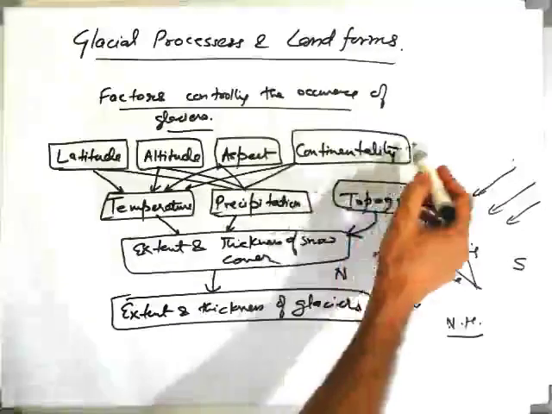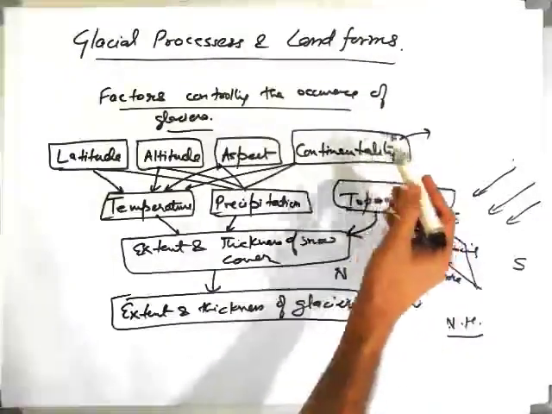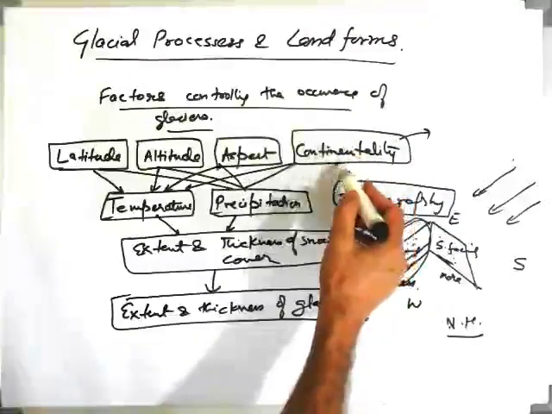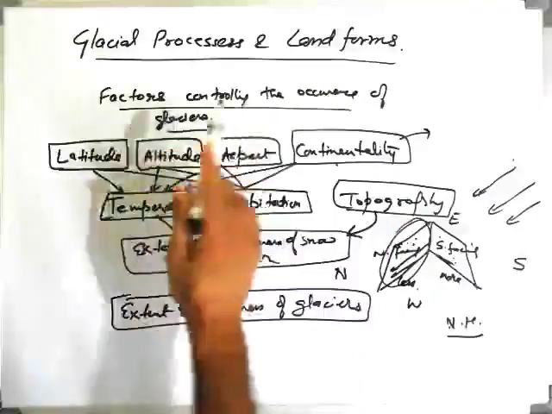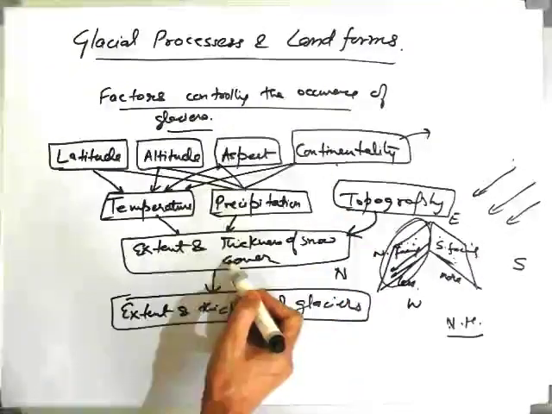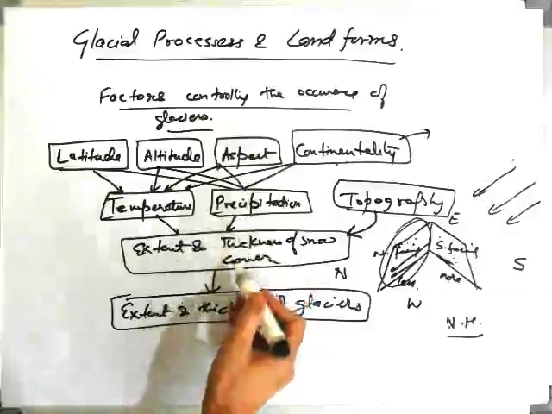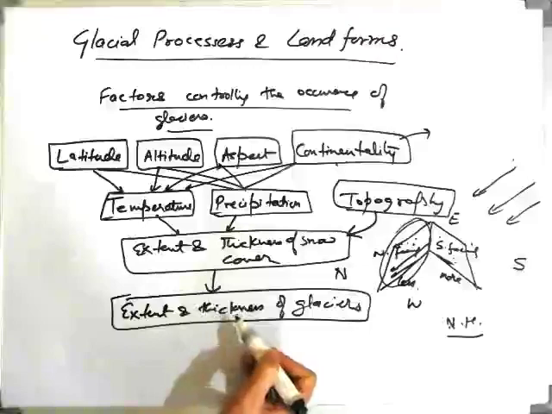Continentality means how far or how close the region is to the sea. So if the region is very close to the sea, it will have a maritime climate, it will have more moisture, and if there is low temperature, then availability of moisture means more snowfall, more precipitation in the form of snowfall, thicker snow, and thick glaciers.